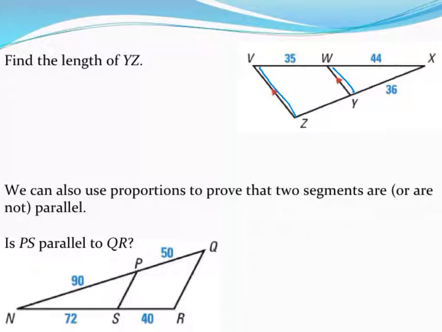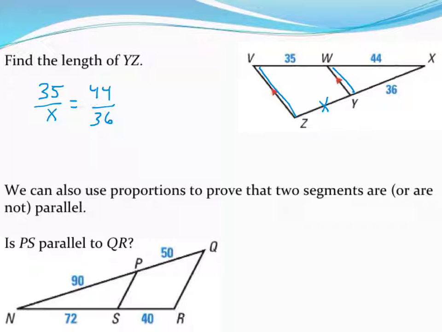So let's take a look at a few proportions we could write to find the length of side YZ. I'm going to go ahead and throw an X on that side. Even though there's an X in the diagram, I'm going to use X to represent that length. One proportion that we could write is simply 35 over X is equal to 44 over 36. That's probably the proportion I would set up. From there we can simply cross multiply and divide to solve this.